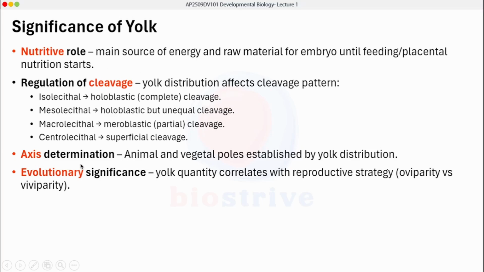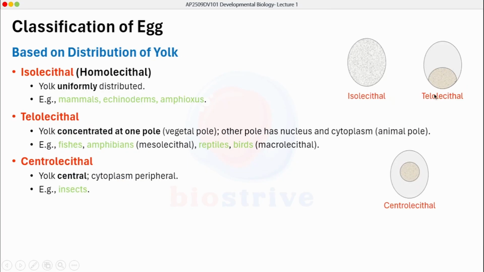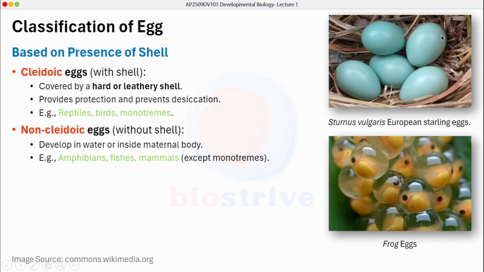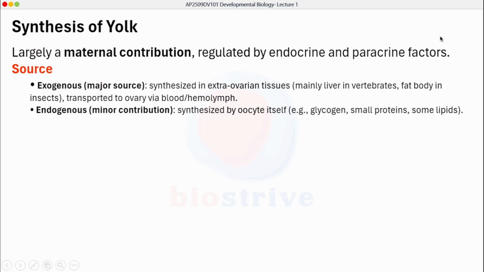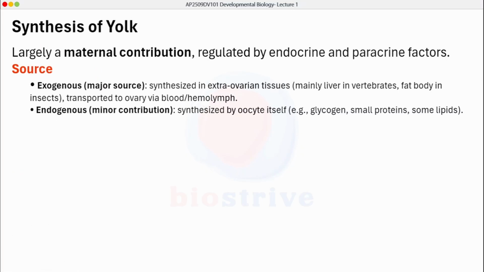It also helps in axis determination. Like we said, yolk may be restricted to one specific end, like it may be restricted to the vegetal end, opposite to which lies the animal end of that particular egg. So it helps in axis determination. It has evolutionary significance, which correlates with the reproductive strategy, whether the organism is oviparous or viviparous in its reproductive strategy.